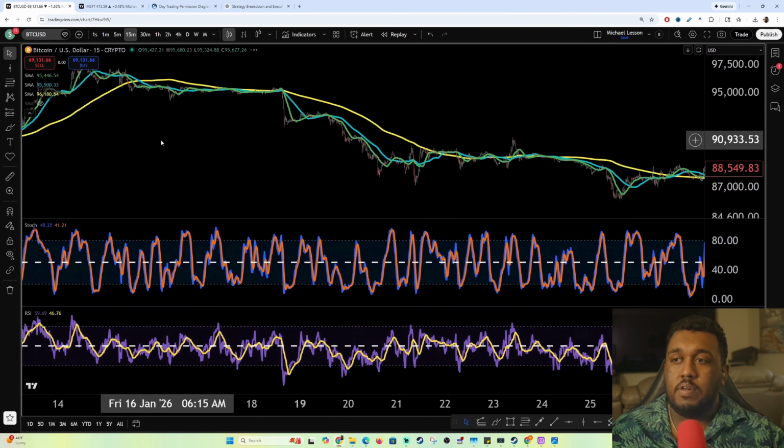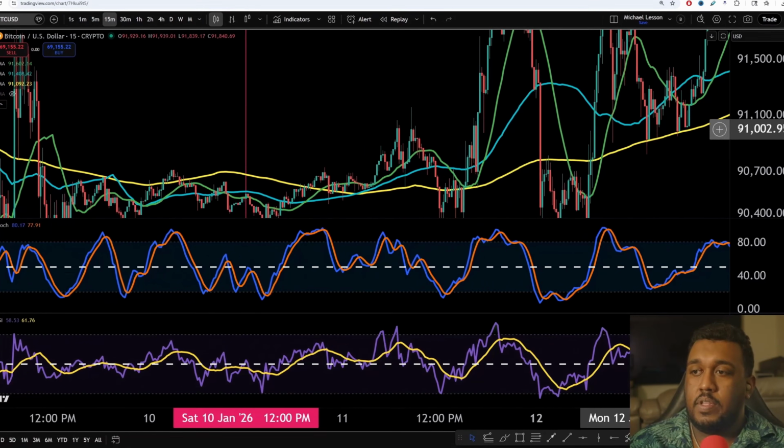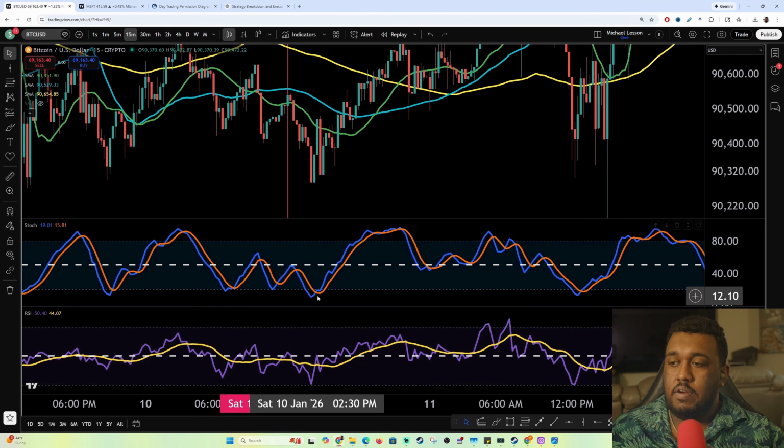All right. So we back up a little bit and we start looking for some of those buy signals here. And you can see it was very choppy afterwards. So crossover right there, at least one happening below the 50. This crossover happened at 2:30 p.m.